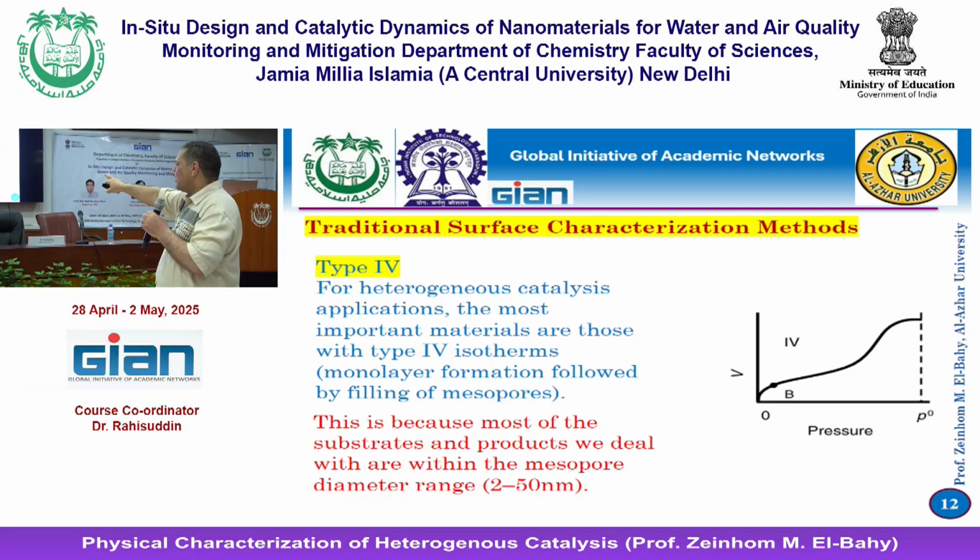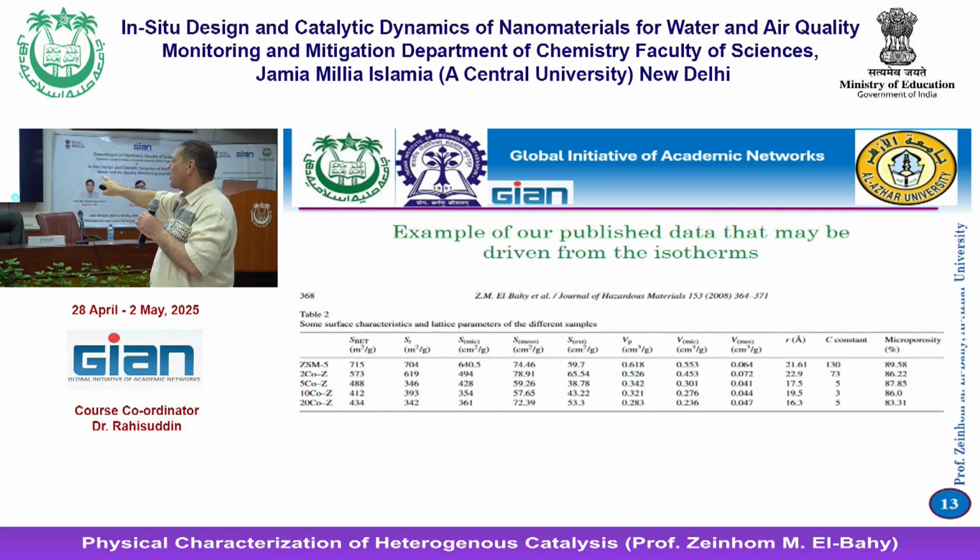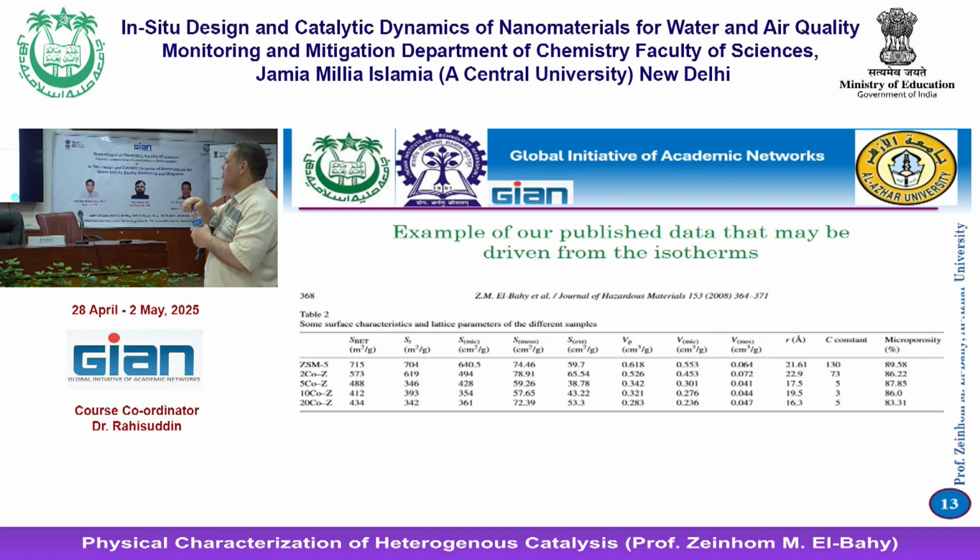This is an example of the data you can obtain. This is our data in one publication. As you can see, in the first column on the left are the samples we used. The second column explains how much total surface area you have.